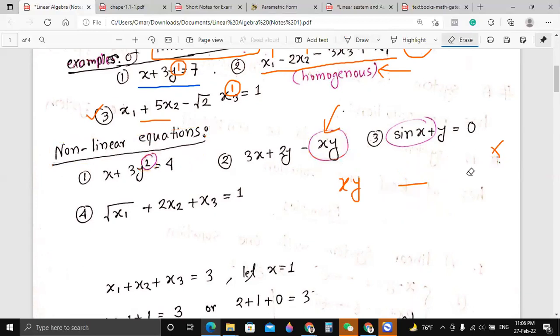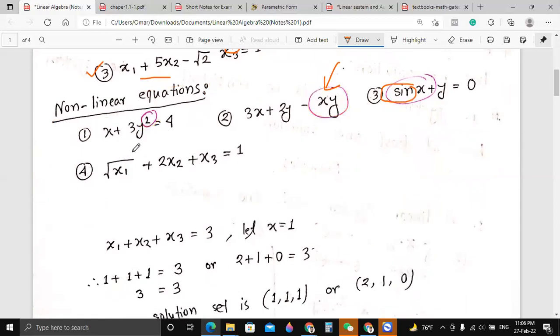And the third example is sin x plus y. So we have an extra sine here, right? That's why this is also a non-linear equation. And on the fourth example, we have root x1. So we know that root means something to the power half, right? Root means something to the power half. So this is also a non-linear equation, okay? Because the power of the variable is not 1. Here the power of the variable is 1 by 2. That's why this is a non-linear equation.